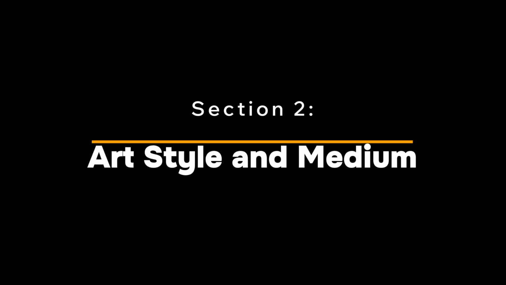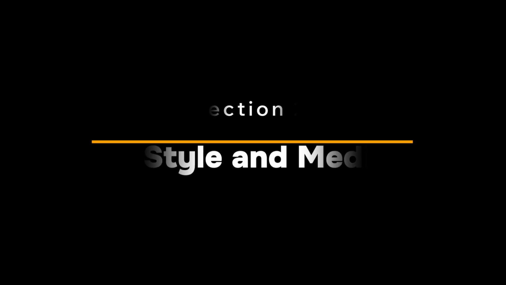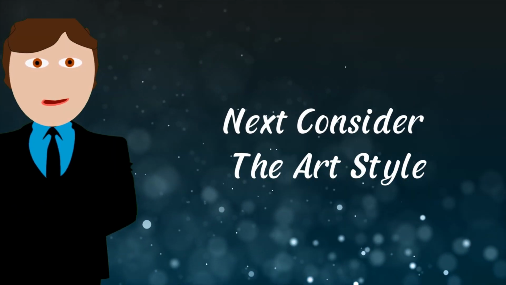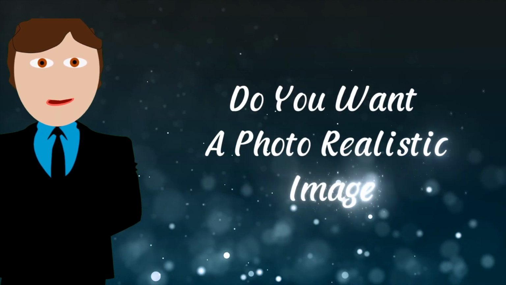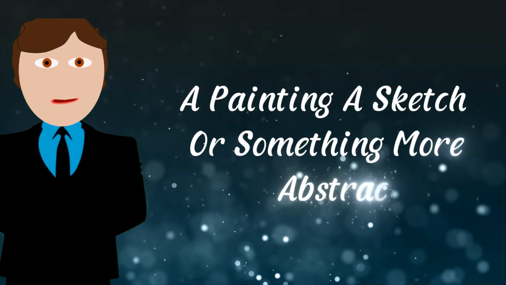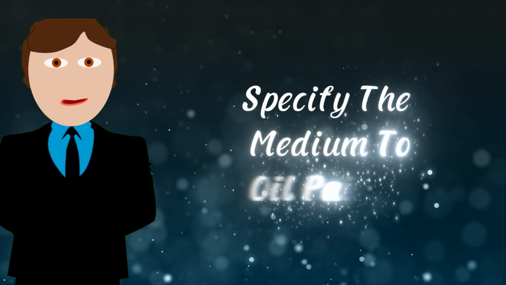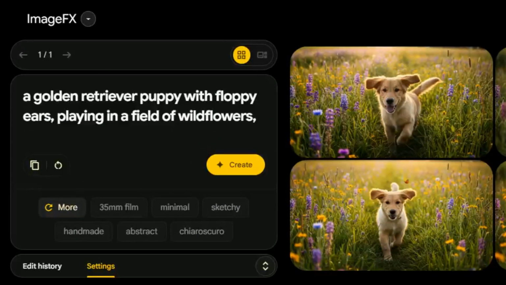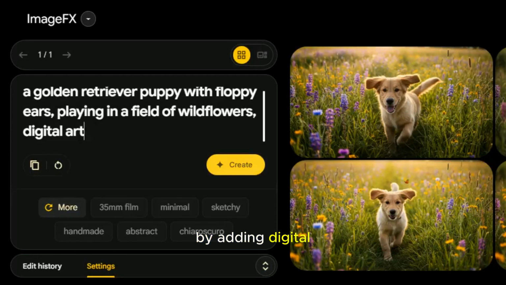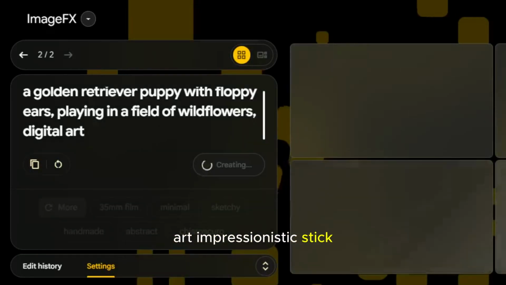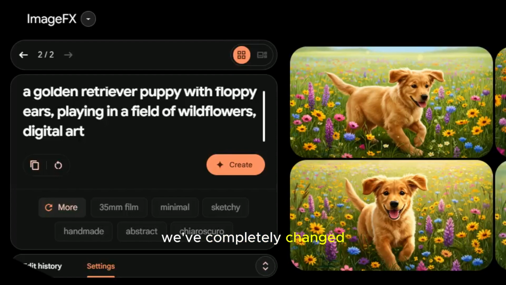Section 2. Art style and medium. Next, consider the art style. Do you want a photorealistic image, a painting, a sketch, or something more abstract? Specify the medium too: oil painting, digital art, watercolor. By adding digital art, impressionistic style, we've completely changed the look and feel of the image.